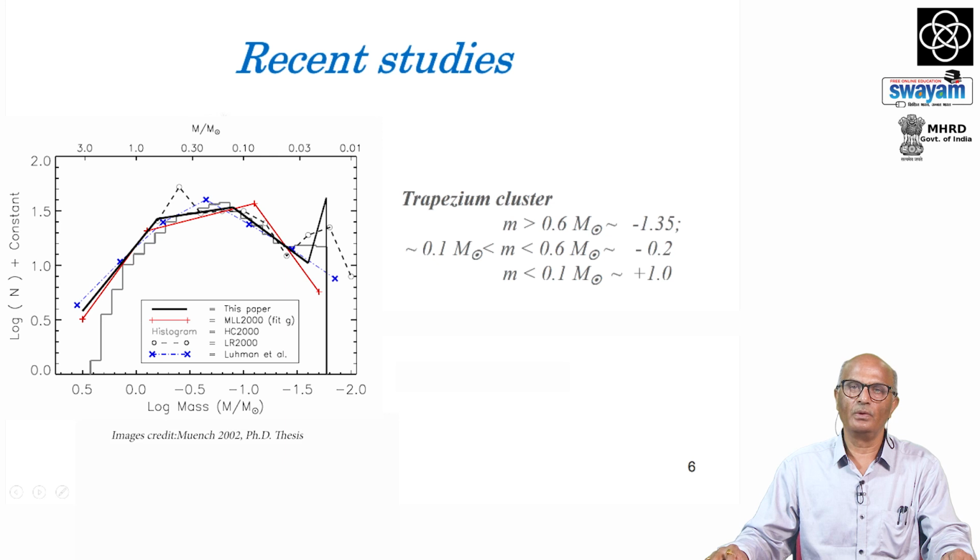So, the slope of the function for masses larger than 1 solar mass, we call the Salpeter mass function, and in fact, masses larger than 0.6 solar mass have a slope of minus 1.35. If we go to lower mass, then they have a different slope, still negative, it is minus 2. But if we take subsolar mass stars in this range, then the slope changes and it becomes plus 1.